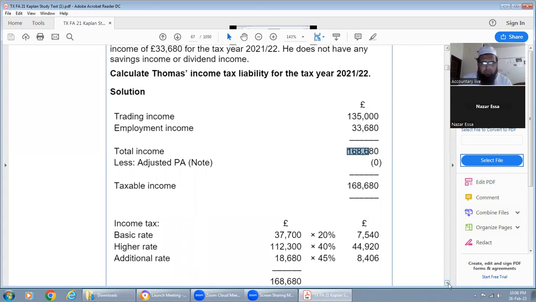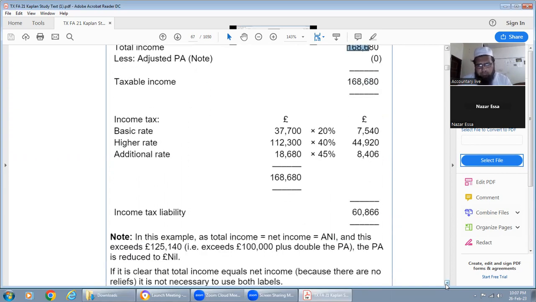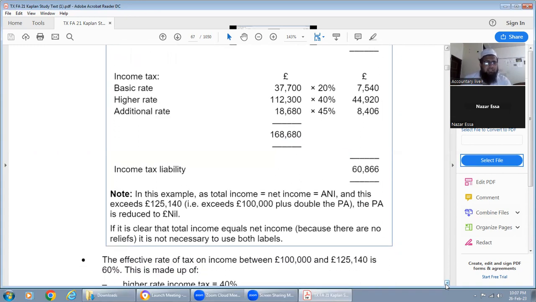So we have a taxable income of 168,000. We divide it like this: 20, 40, and 45. The total income tax liability would be 60,000. In this example, the total income, net income equals ANI, and this exceeds 125,000, so personal allowance is nil. If it is clear that total income equals net income because there are no reliefs, it is not necessary to use both labels.